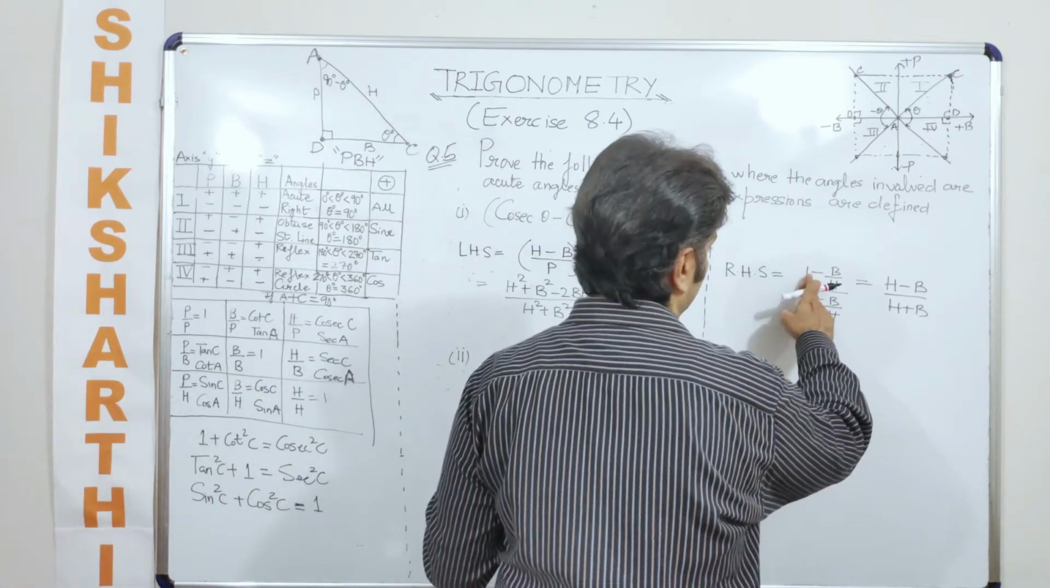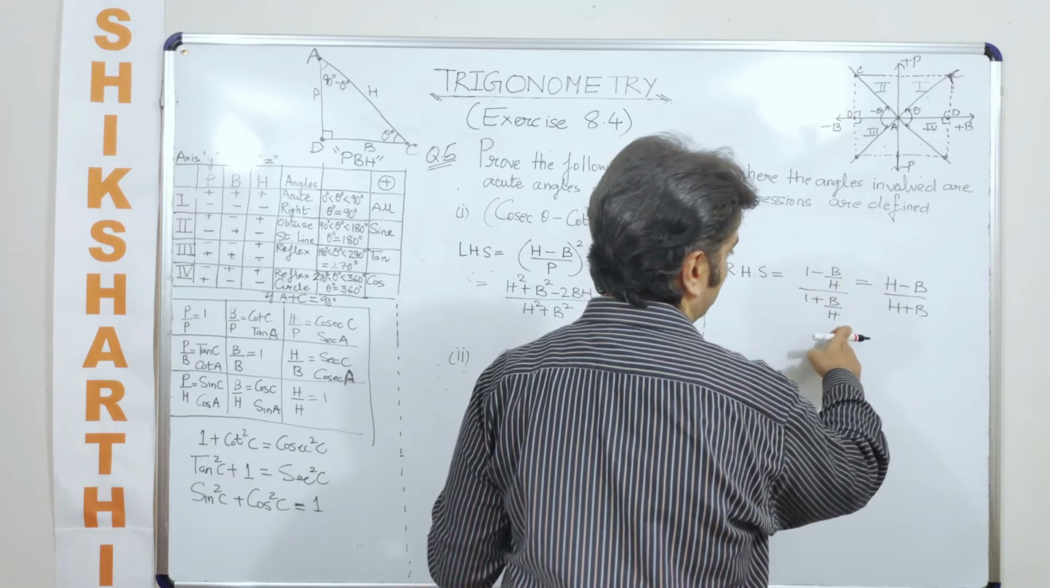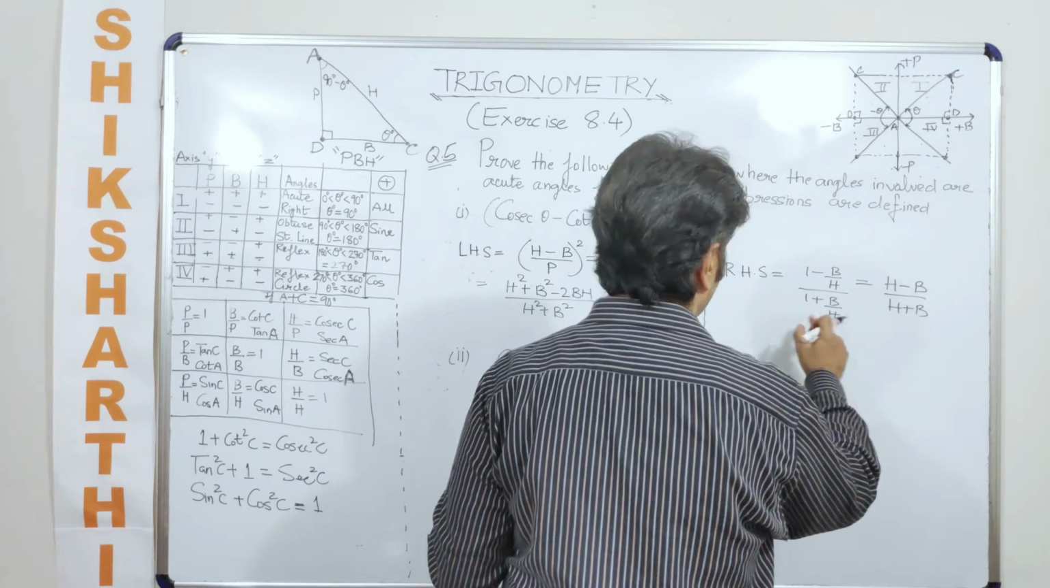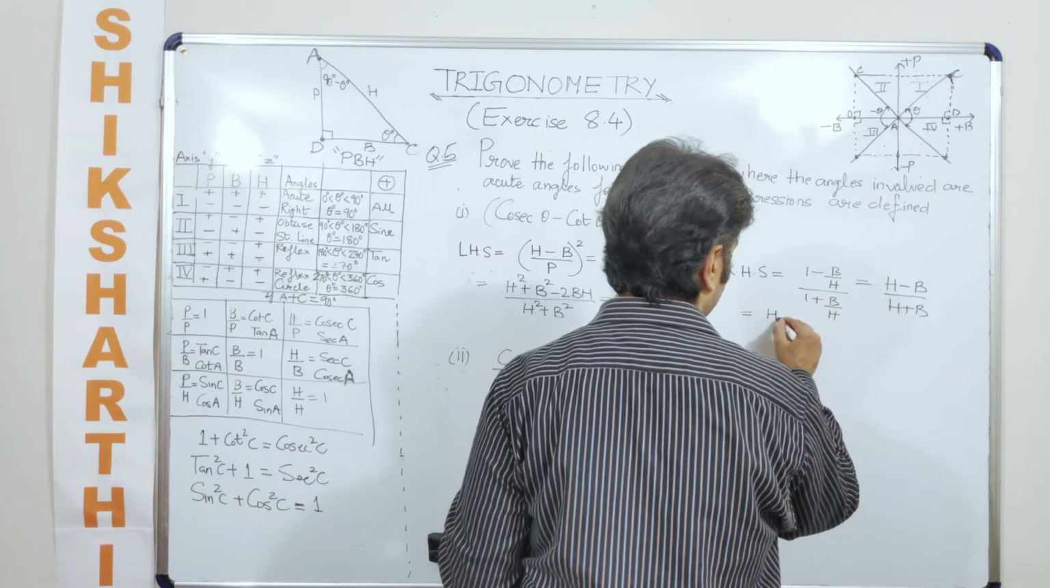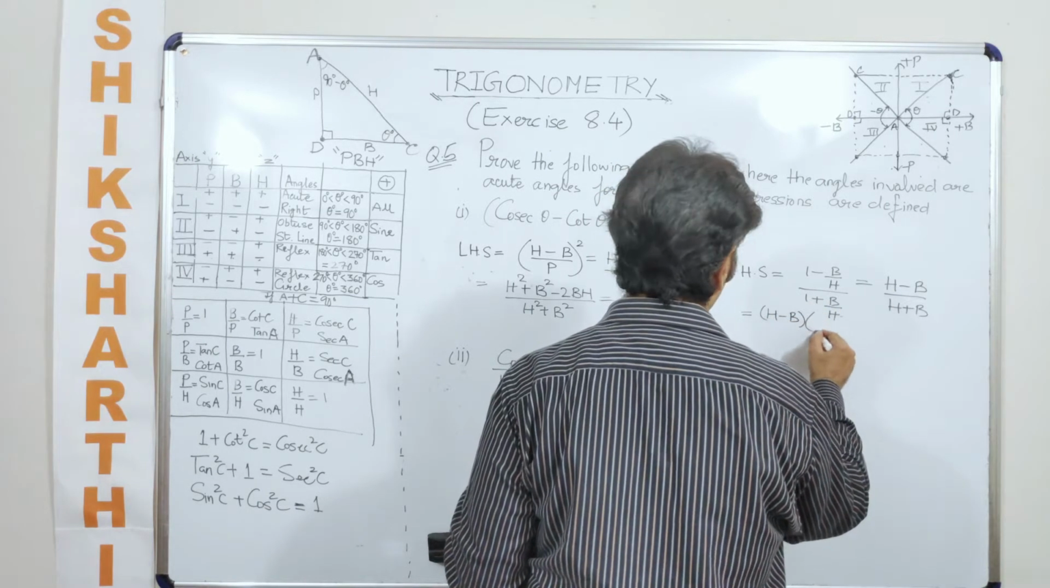So did we do this correctly? This was just like saying h minus b upon h plus b. Okay, so now if I see the right hand side value, if I multiply both the numerator and the denominator by h minus b.